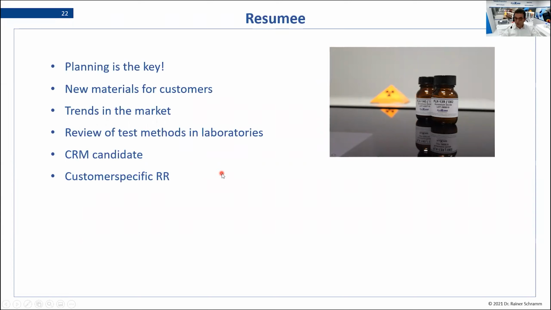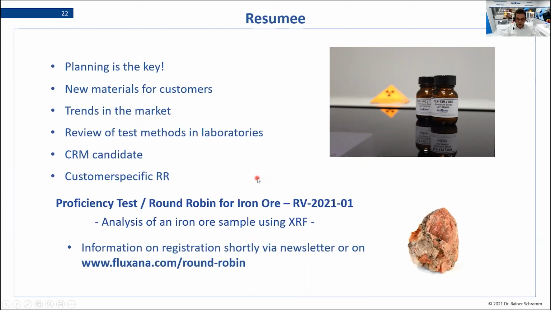And if you plan your own round-robin, then we are also available to do the statistics or to advise you how to do that. We have done this already for some companies, just as a service. And of course, there is a round-robin coming up from our side. This time we got material from a German steel plant, iron ore, which is quite interesting, and this will be announced soon for a new round-robin campaign. You just have to register for our newsletter, then you will be informed in time.